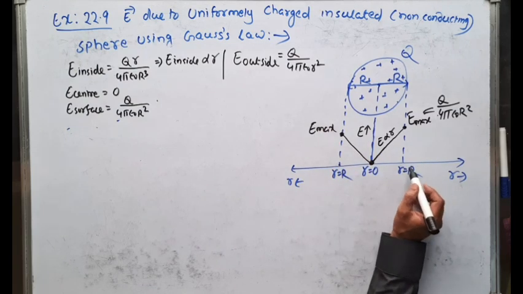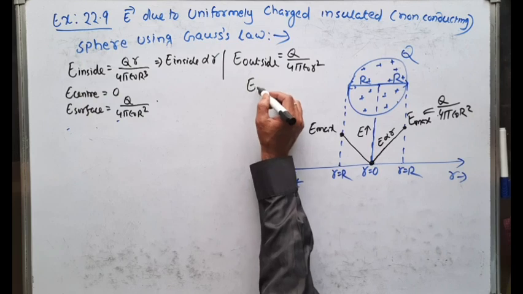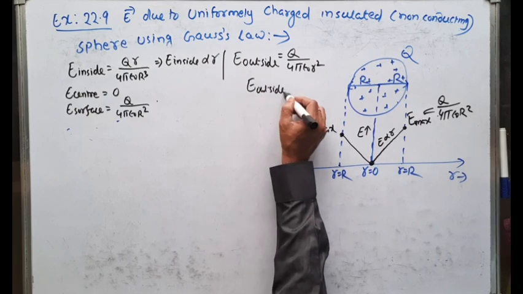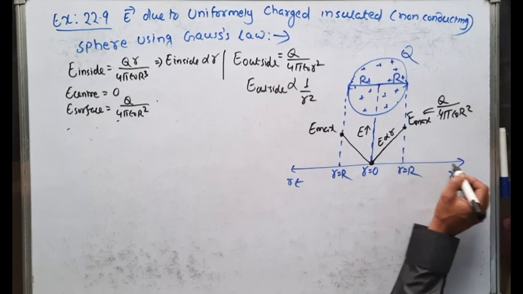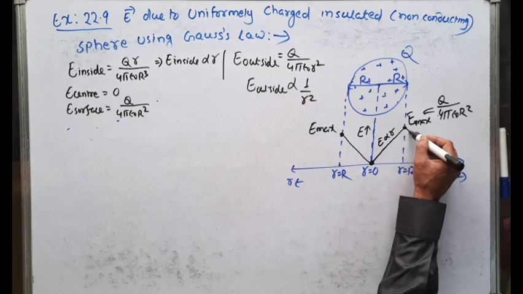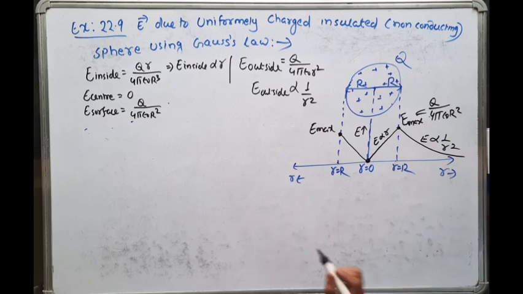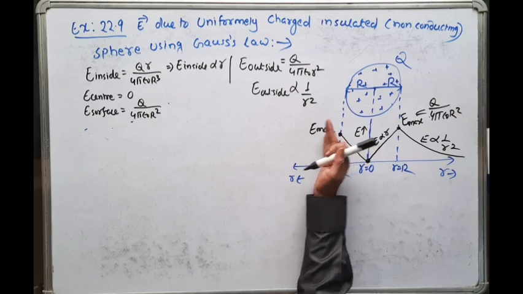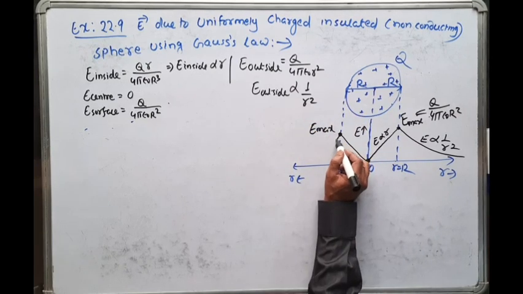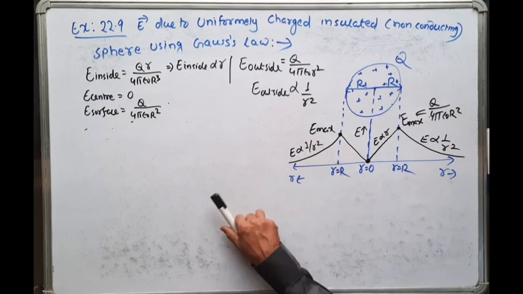Now, beyond r is equal to capital R, that is external point. At the external point, electric field intensity is inversely proportional to square of the distance. So as the distance increases, electric field intensity decreases. So here electric field intensity at the outside point is inversely proportional to r square. Beyond r is equal to R you will get external point. So electric field intensity gradually decreases. In which way? It is inversely proportional to r square.